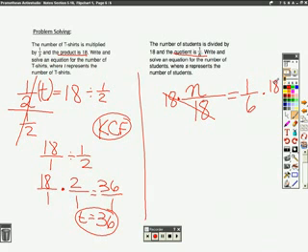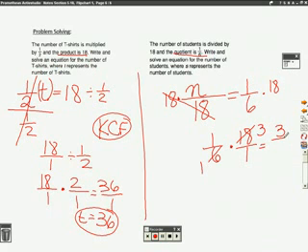Then times 18 here. Now, am I keeping, changing, flipping here? Because it's not what? It's not division. What is it? Multiplying. So I'm going to rewrite my problem down here. Times 18 over what? 1. Can I cross cancel? Yes, because it's multiplying. So 6 into 6 is 1, and 6 into 18 is 3. So 3 times 1 gives me 3, and 1 times 1 is 1. So n equals 3.